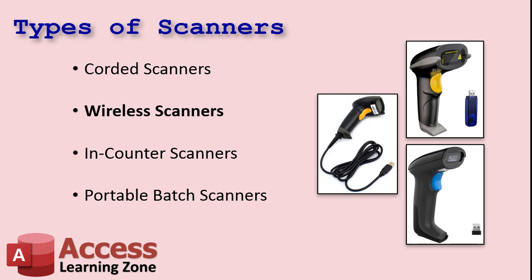And there's also things called portable batch scanners. These are scanners that aren't connected to a computer, but you can scan things. They're good for warehouses. It'll store to an internal memory. Like if you're doing inventory, you go beep, beep, beep, beep, beep. And then when you get back to the computer, you plug it in or connect it, and it will download what it just scanned. Those I haven't really used much, but the first two, corded scanners and wireless scanners, are what we're going to talk about today.